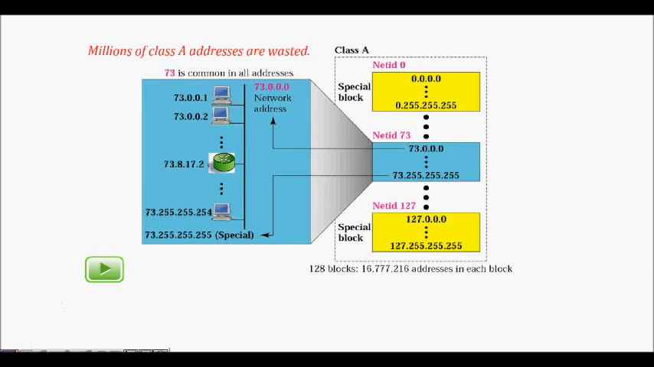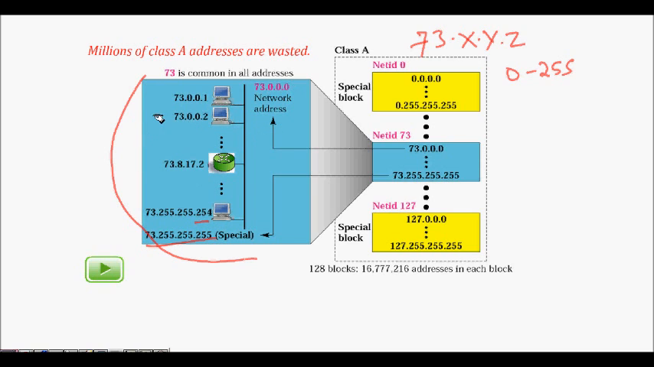So here is one example. First, this is a network, okay. This one is a network which is a class A address, and in a class A address you have 73.x.y.z, where x, y and z range from 0 to 255. So our network has a lot of computers. It starts at 73.0.0.1 and goes all the way till 73.255.255.254. This is a special address.